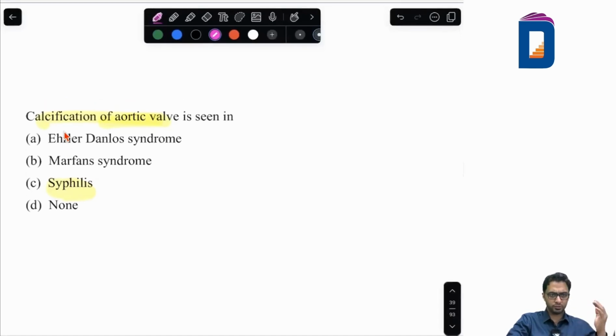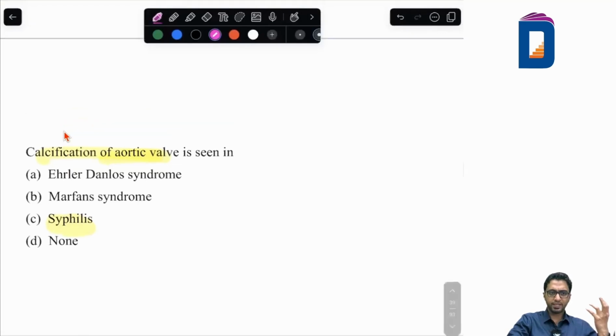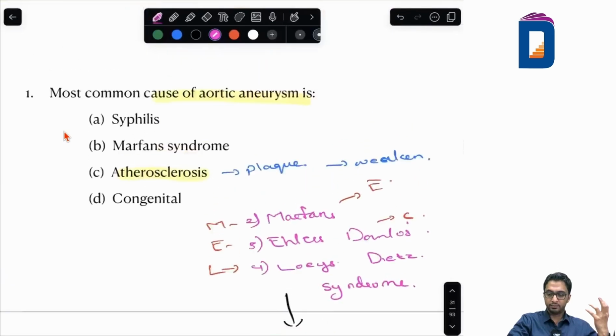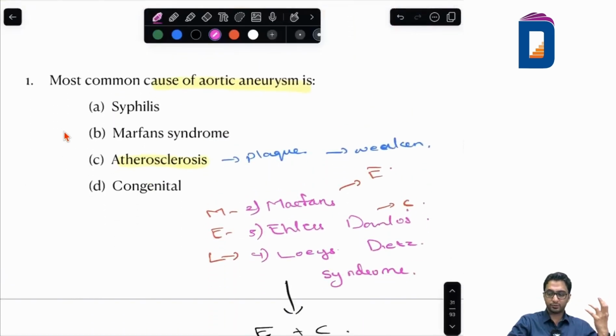I think there's also a short form to learn the cardiac lesions there, but just to connect again. So aortic aneurysm, we saw it is there in MEL. Along with that, just write S also. MELS. Or SMELL would have been the better short form, I guess. So S is for syphilis. But don't forget, the most common is atherosclerosis. The second is Marfan's, not syphilis.